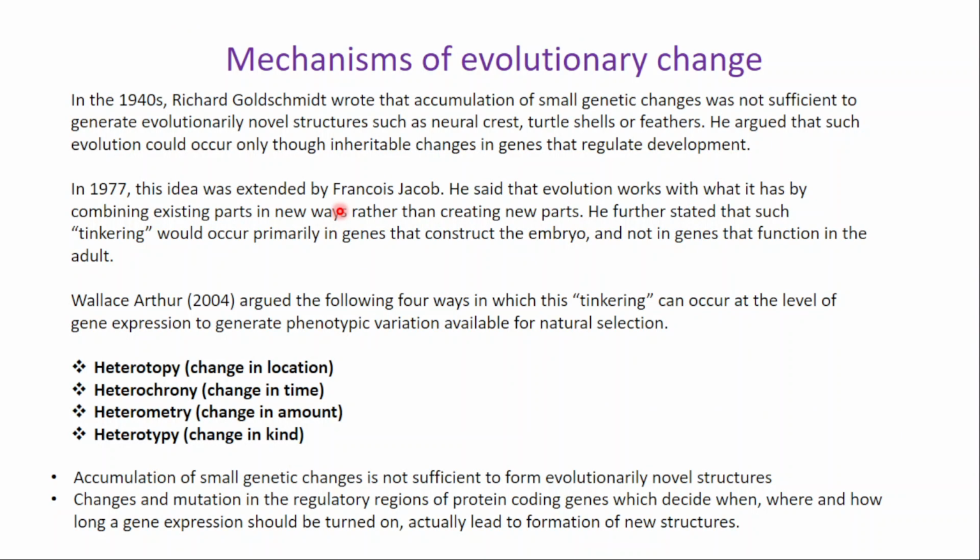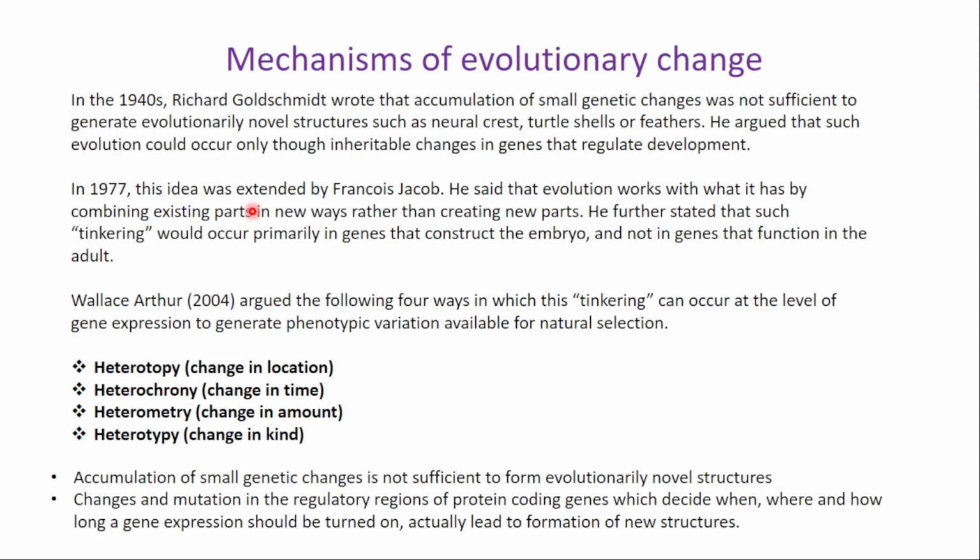And for the second option, mechanisms of evolutionary change, here I am quoting some scientists. In the 1940s, Richard Goldschmidt wrote that accumulation of small genetic changes was not sufficient to generate evolutionary novel structures such as neural crest, turtle shells, or feathers.